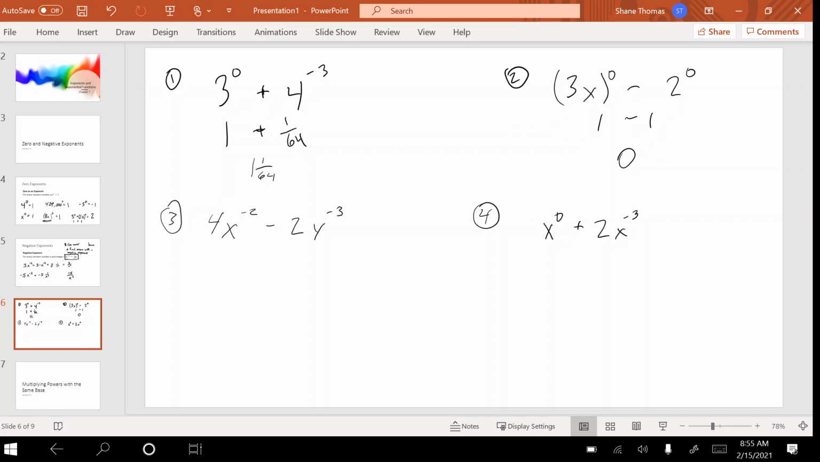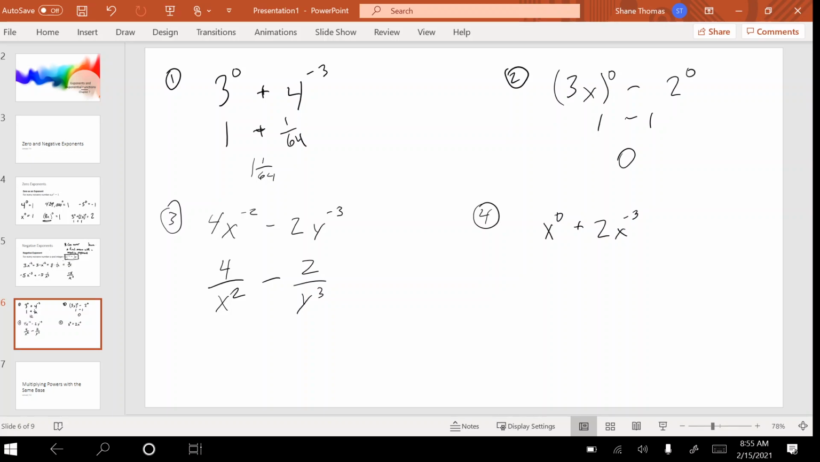Number 3. What's 4x to the negative 2? What's that change into? 4 over x to the 2 power. Yep. And then minus, what's 2y to the negative third going to be? 2 over y to the 3rd power. Good. Can I add anything there? No, they're not like terms, right? A couple years down the road, we'll talk about how to combine those. But for now, no, we cannot combine those.